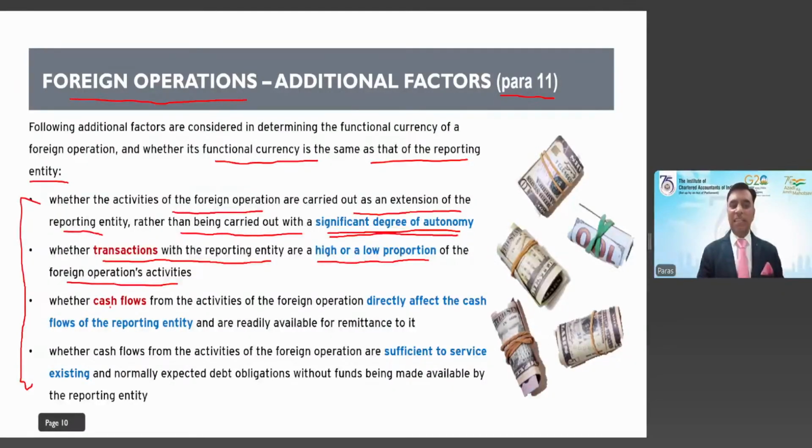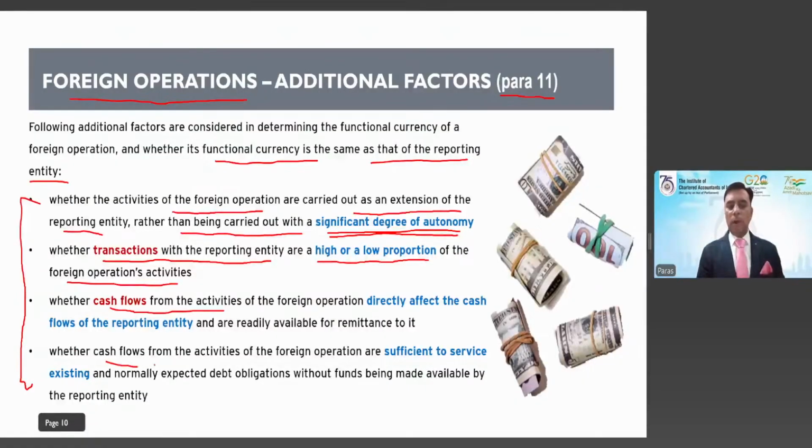The third point talks about the cash flows of the activities of foreign operations, whether the cash flows of the foreign operation are directly affecting the cash flows of the reporting entity. If the answer is yes, then we can say the foreign operation is dependent on the reporting entity, and in that particular scenario the functional currency would be the same for both the entities, right? But if the cash flows of the foreign operation are not impacting the cash flow of the reporting entity, then we can conclude this is a business which the foreign operation is carrying on independently, and we need to determine the functional currency on the basis of the provisions of para 9 and 10.